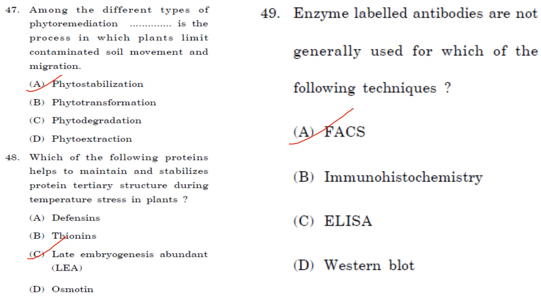Enzyme labeled antibodies are not generally used for which of the following techniques? FACS is fluorescence activated cell sorting. It uses fluorescent dyes and flow cytometry to sort cells based on various parameters including size, surface markers and fluorescence intensity. Immunohistochemistry, ELISA and Western blot use enzyme labeled antibodies, but FACS doesn't use enzyme labeled antibodies.